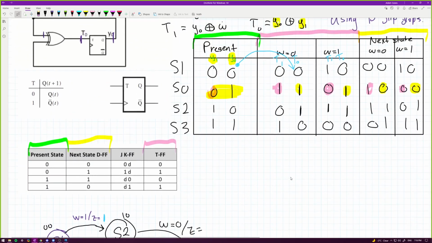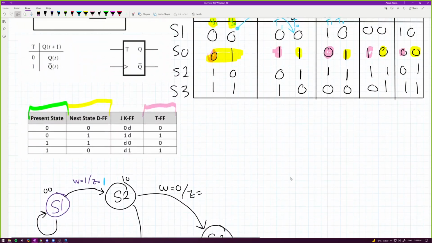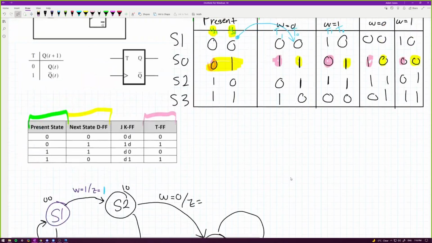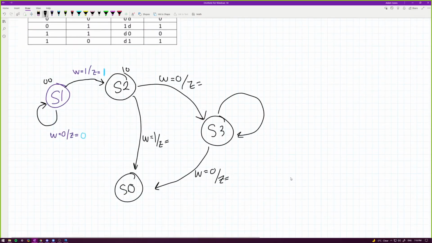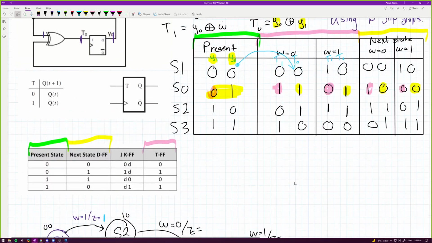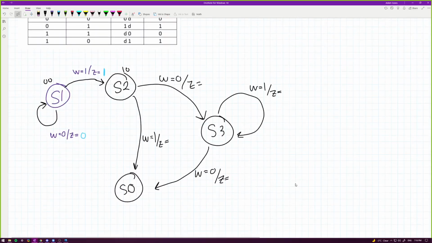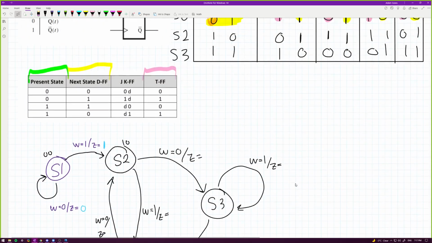And if you're in S3 and W is equal to 1, you're going to go to 1, 1, which is S3. So if you're in state 1, 1 and W is equal to 1, you go to 1, 1. Z we'll talk about in a second. We're almost there. We just have to figure out what's happening from S0. If you're in S0 and W is equal to 0, you go to 1, 0, which is S2. So that's for W equal to 0, and then we have our Z is equal to something.